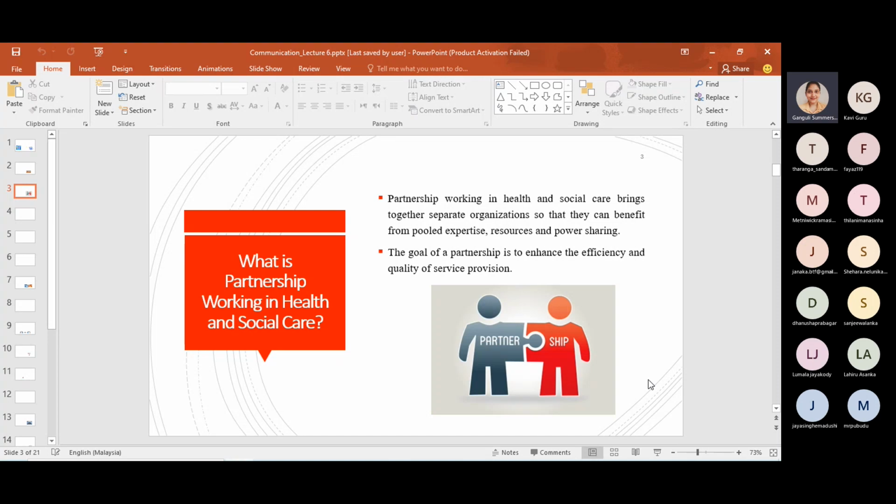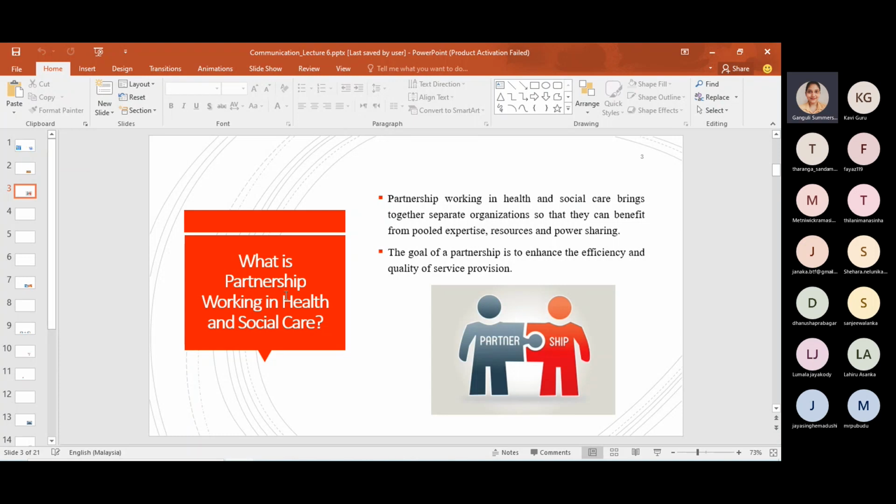Okay, so the objective. What is the purpose of doing all of these things? What is the purpose of partnership working? The goal or the purpose of partnership working is to enhance efficiency and quality of service provision. Here we are talking about the efficiency and quality in the health and social care sector. Through partnership working, you can improve the efficiency of health and social care services, and also improve the quality of health and social care services.